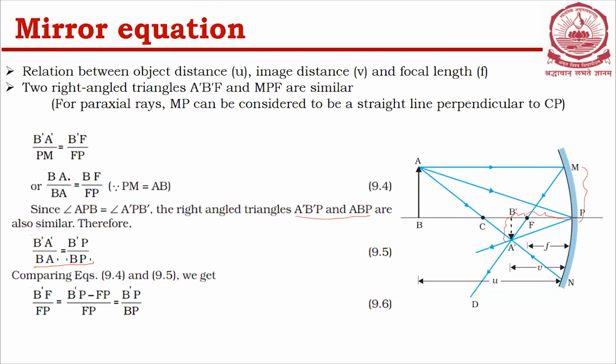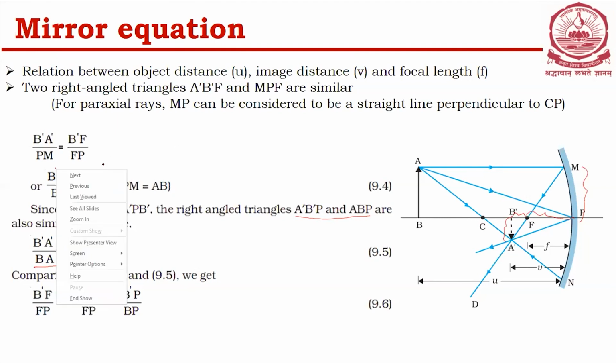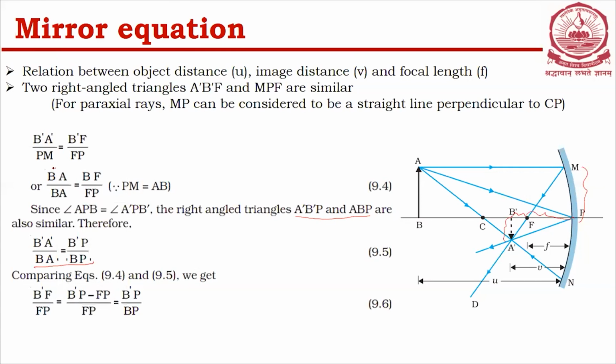So you can compare these two relations. B dash A dash divided by BA, because PM is nothing but BA, and B dash F divided by FP. Okay, so these are the two equations. When you compare these two equations, 9.4 and 9.5, you get B dash F divided by FP equal to B dash P minus FP divided by FP, which is equal to B dash P by BP. Okay, this is the equation when you compare.